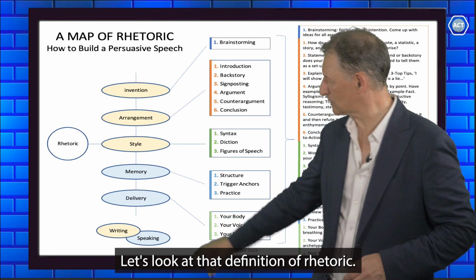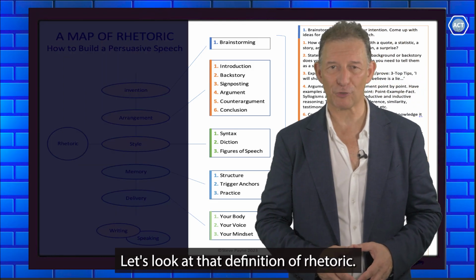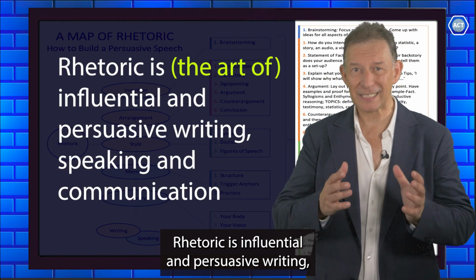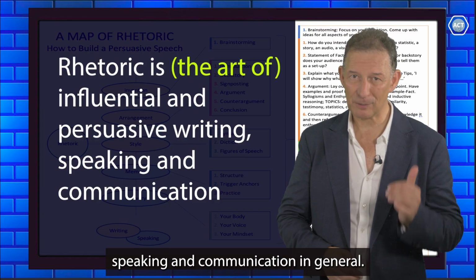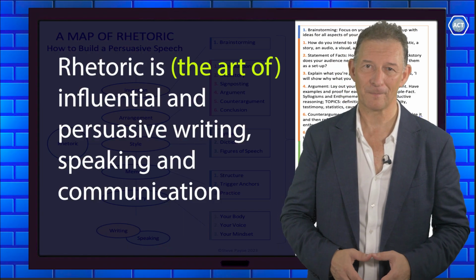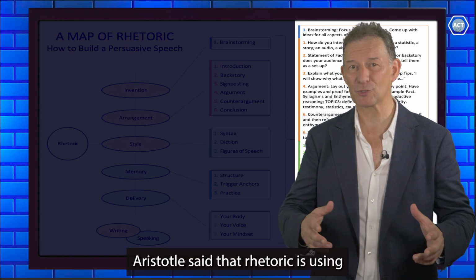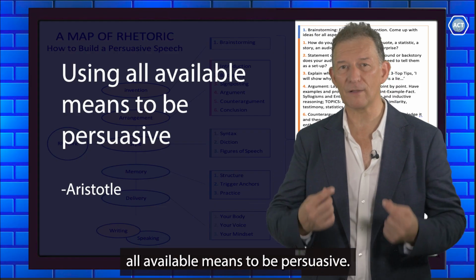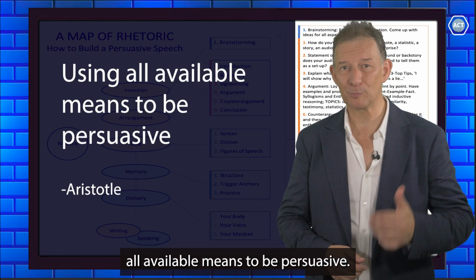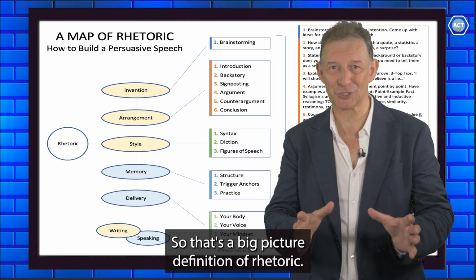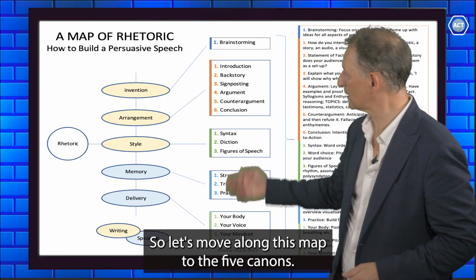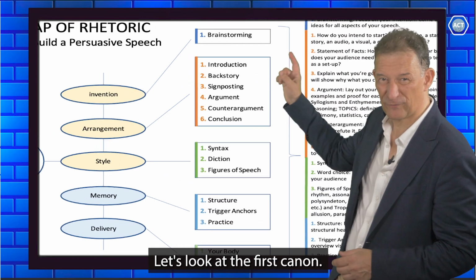So let's get started. Let's look at that definition of rhetoric. Rhetoric is influential and persuasive writing, speaking, and communication in general. Aristotle said that rhetoric is using all available means to be persuasive. So that's a big picture definition of rhetoric. So let's move along this map to the 5 canons. Let's look at the first canon.